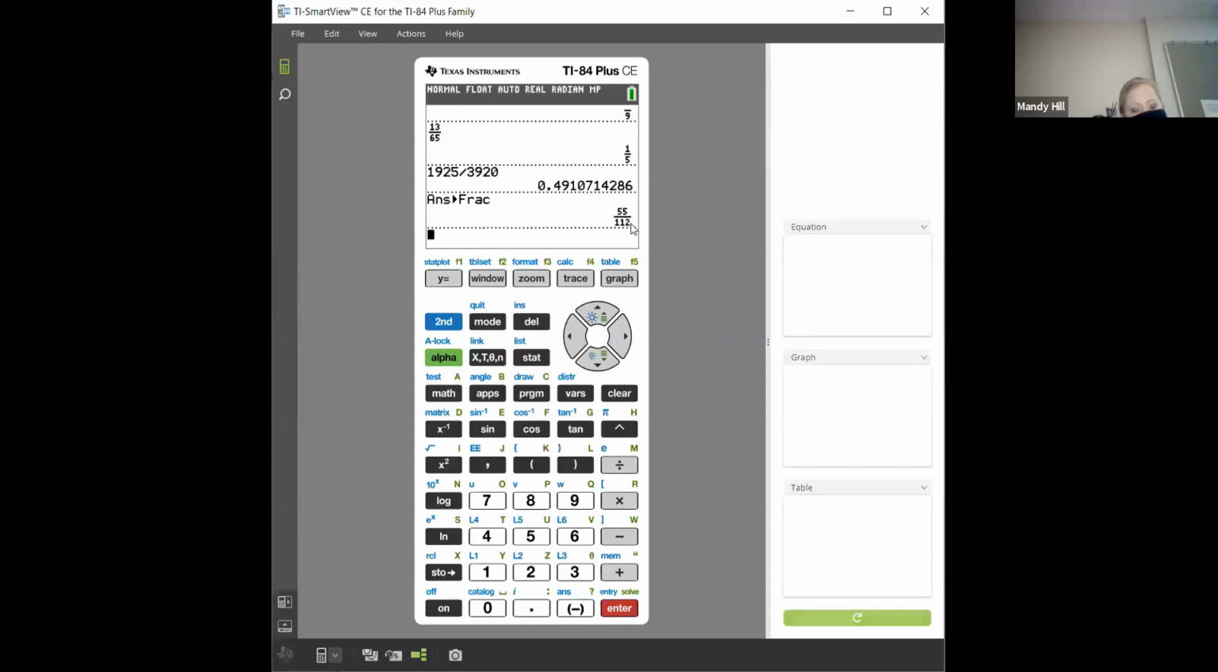So I just hit math, and then I hit enter. I had a decimal when I divided and I wanted a fraction. So if you want to go back and forth between decimals and fractions, you can use that math button and it will do that for you.